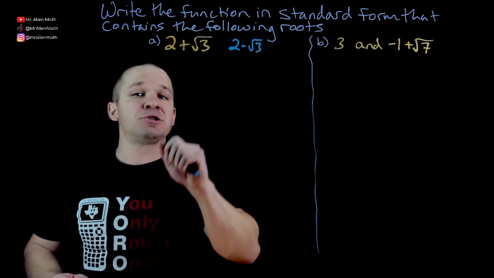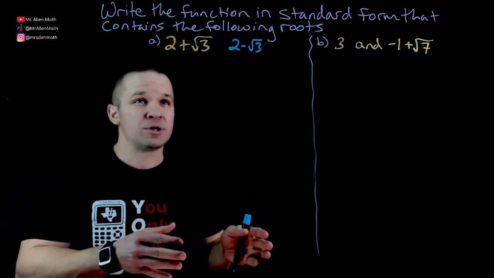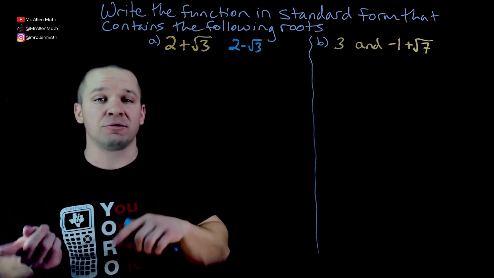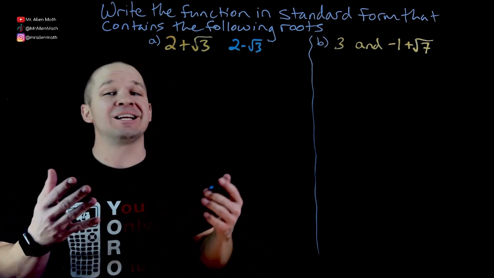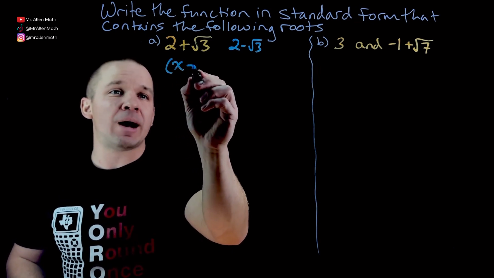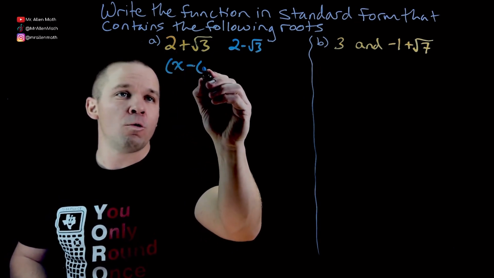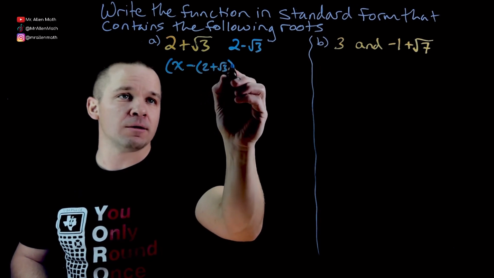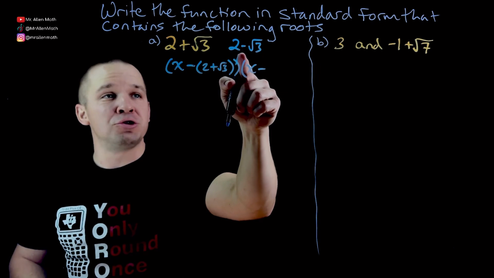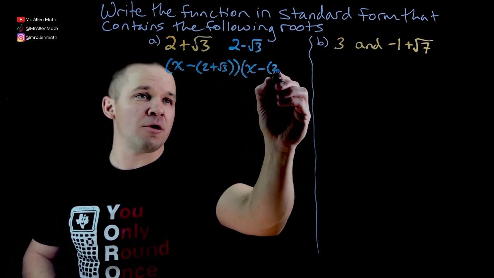All right, so I've got these 2 roots right here. I have a quadratic because I have 2 roots. Now I'm going to start by writing it in factored form, multiplying out to get it into standard form. So let's say I've got x minus this first root, which will be 2 plus root 3. And then I'm going to have x minus 2 minus root 3. So I've got my other root right there.